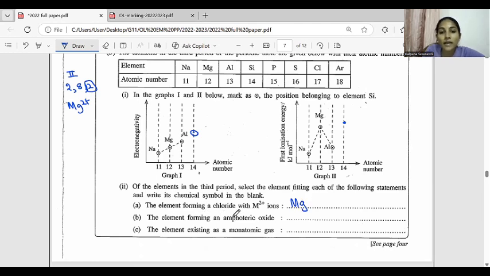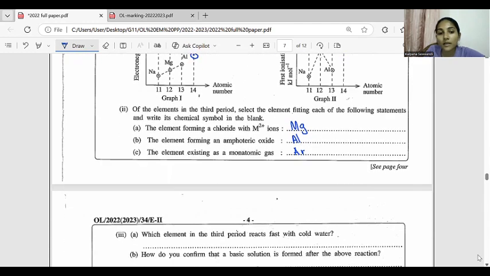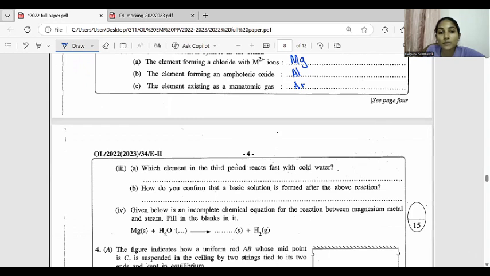The element forming an amphoteric oxide. Amphoteric oxides are oxides that have both acidic and basic nature. Aluminium is the answer. The element existing as a monoatomic gas. The noble gases behave like monoatomic gases. So argon is the answer. Next one. Which element in the third period reacts fast with cold water? That is sodium. Sodium reacts with water vigorously, forming sodium hydroxide and hydrogen gas.